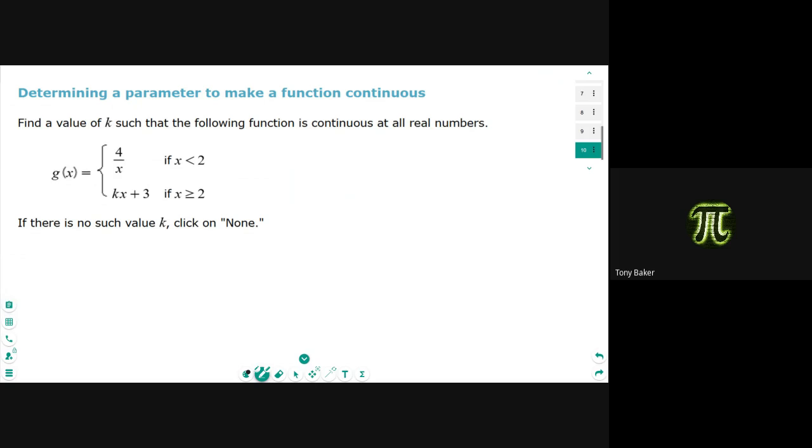My suggestion to save yourself work would be to look and see if there's any other discontinuities possible before you do all the work to find K. Because in a problem like the one that I have on the board now, where is there a discontinuity? Where does this problem not work? At 0.